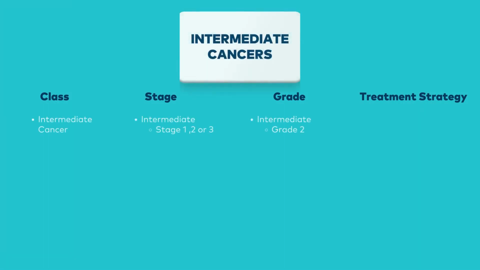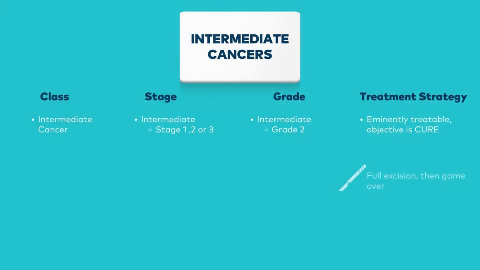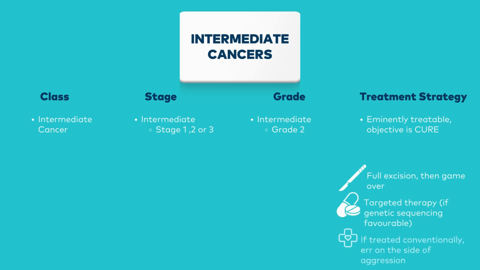Turning next to the intermediate cancers. These cancers are eminently treatable and offer a good chance of cure. If the cancer can be fully excised through surgery, then game over. If genetics identify a targetable driver mutation, then targeted therapy may be a good option. If treated conventionally, some or all of surgery, radiation, and chemotherapy, then treatment should, if necessary, err on the side of aggression, lest some cancerous cells escape and start evolving into a more advanced cancer.